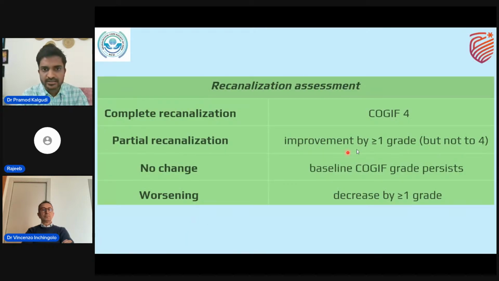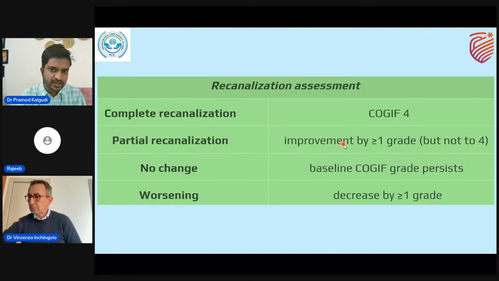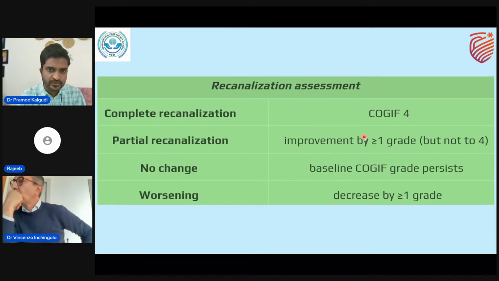So what does it tell us? Let's say a patient with grade 4 is with us. That tells us that this is a normal spectrum and there is complete recanalization of the artery. If a patient with grade 3 has improved to grade 4, or from grade 2 to grade 3, that tells us that there is partial recanalization. So if there is any increase in one grade, there is partial recanalization. And if there is no change from the baseline, then we have the same grading. If the grade decreases by greater than or equal to 1, that tells us that there is some worsening.